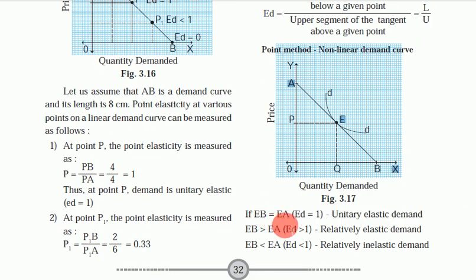If EB is equal to EA, that means elasticity of demand is equal to 1, that is unitary elastic demand. If EB is equal to EA, that will be elasticity of demand equal to 1, unitary elastic demand. If EB is greater than EA, that will be relatively elastic demand. If EB is less than EA, that will be elasticity of demand less than 1.